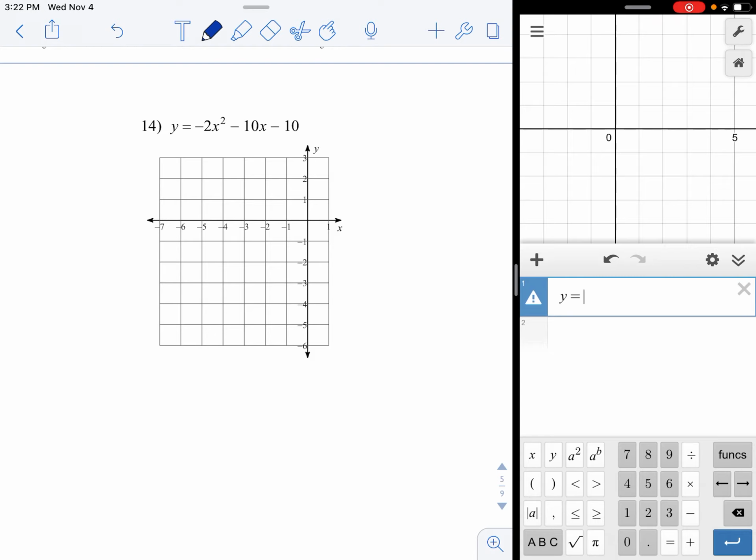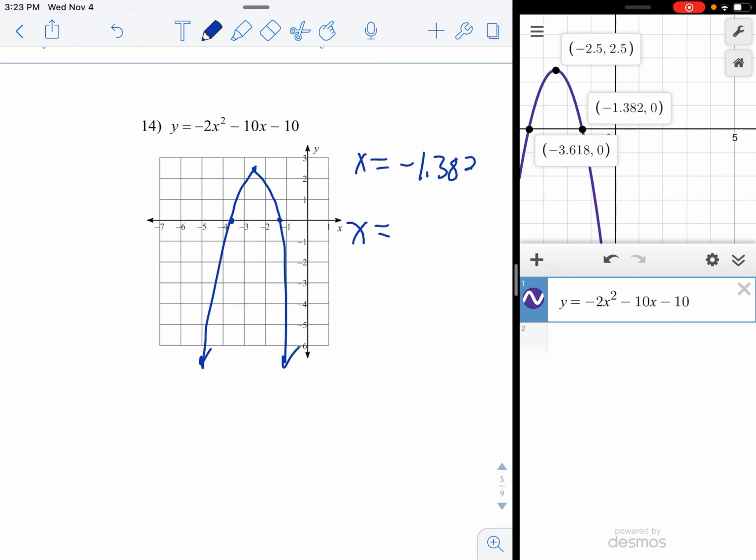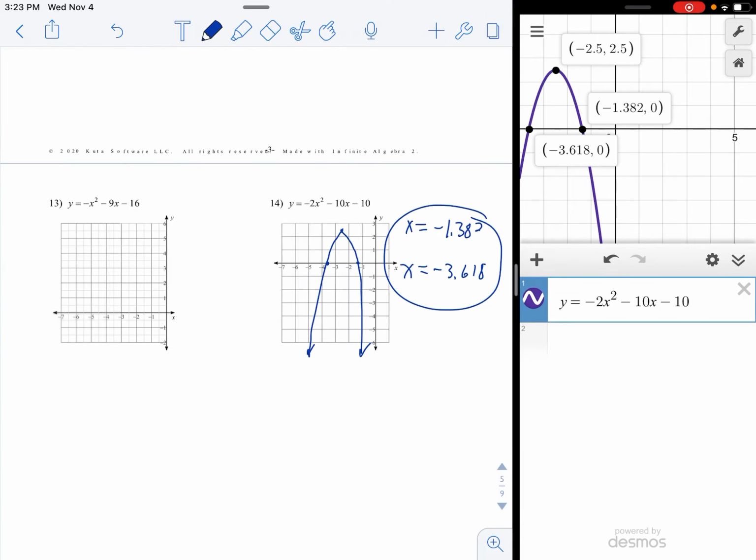Last one. Y equals negative 2x squared minus 10x minus 10. The vertex is at negative 2.5, 2.5. Again, decimal values, so somewhere between negative 3 and 4, somewhere between 1 and 2. So x equals negative 1.382, x equals negative 3.618. And there we go. Okay, so I am done.